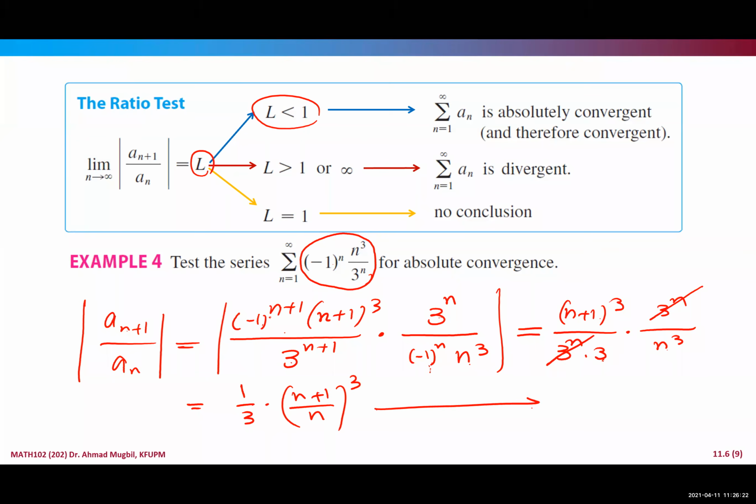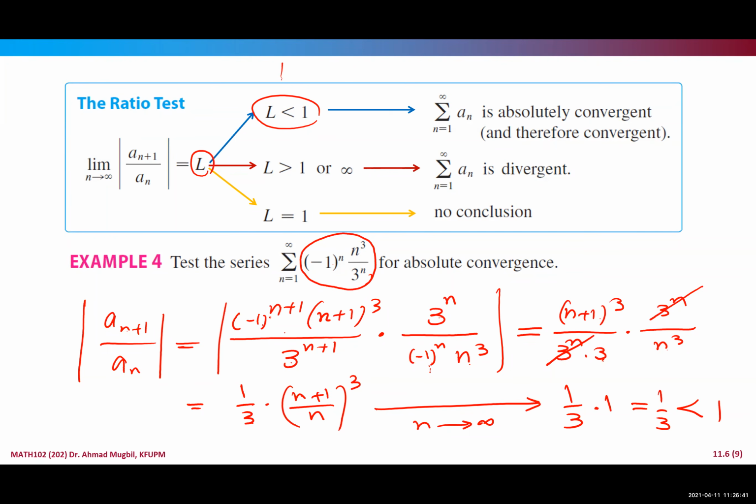Now, when n goes to infinity, this goes to what? To a third. This is a constant, the limit. And the limit here, guys, is n over n is 1, 1 over 1. It is 1 to the power 3, so it is 1. This equals a third, and this third is less than 1.